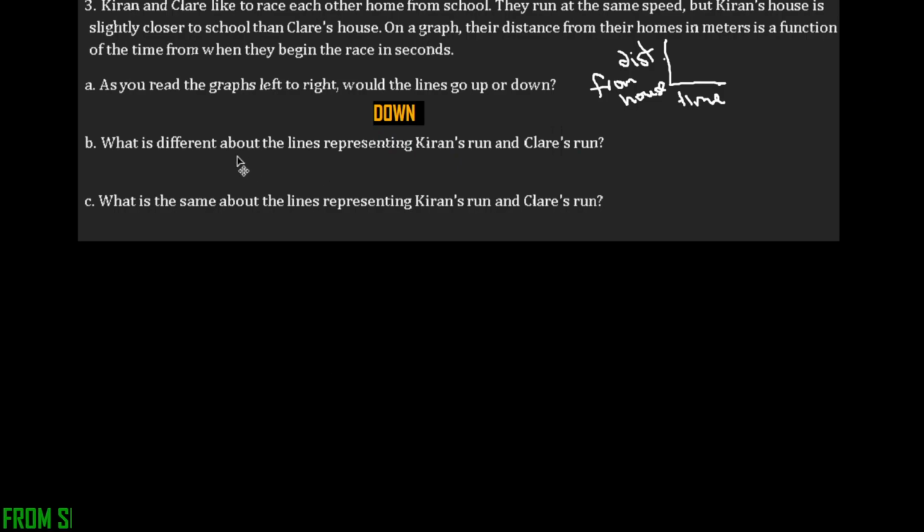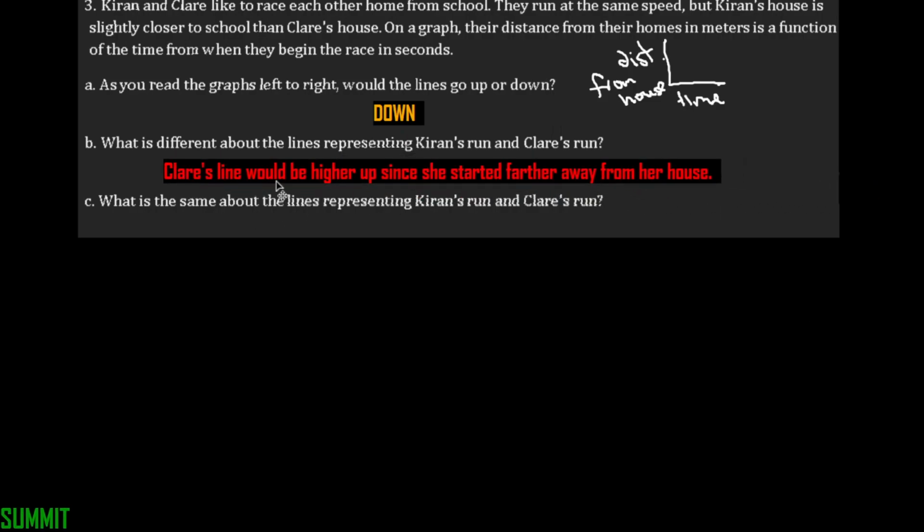And it says what is different about the lines representing Kieran's run versus Claire's run? Well, Claire's line would be higher up since she started farther away from her house. And when we're talking about higher up, we're talking about the y-intercept. So since she starts farther from home, her y-intercept, or her starting place, is going to be further from 0.